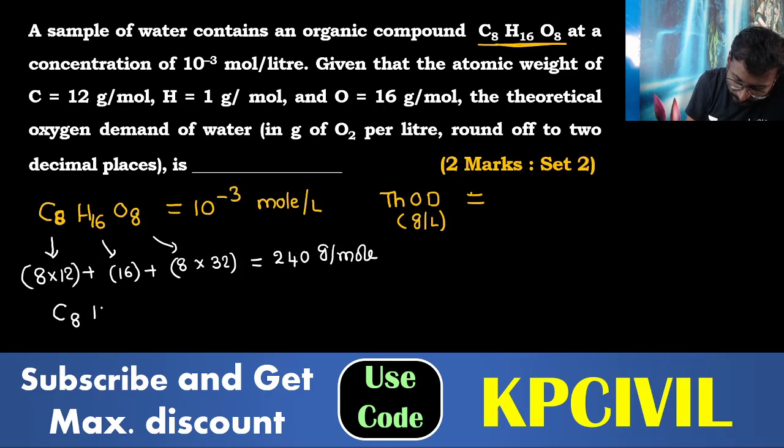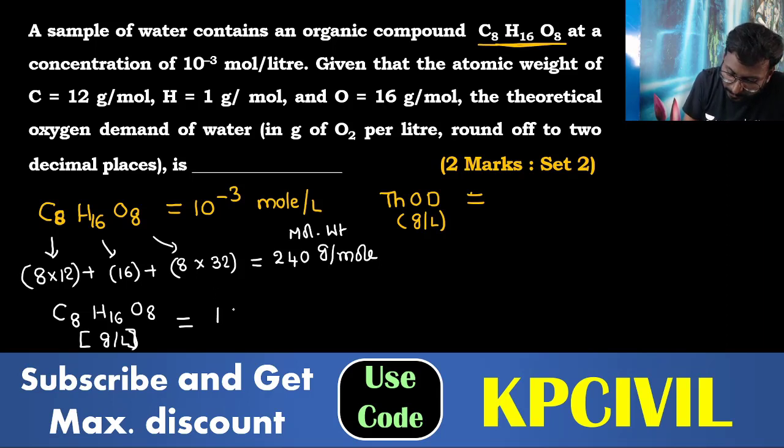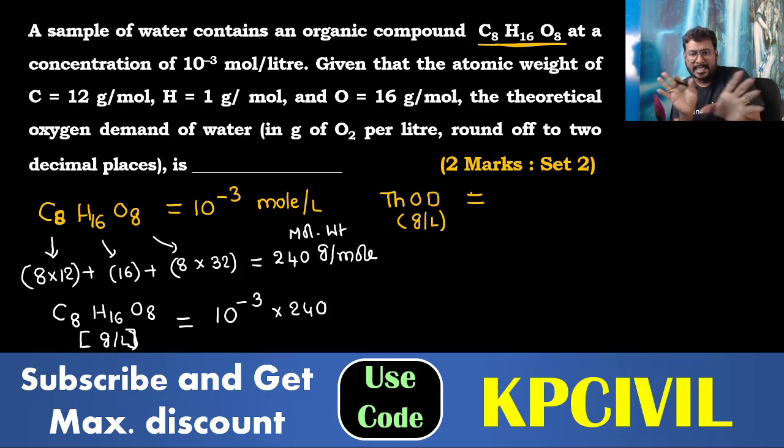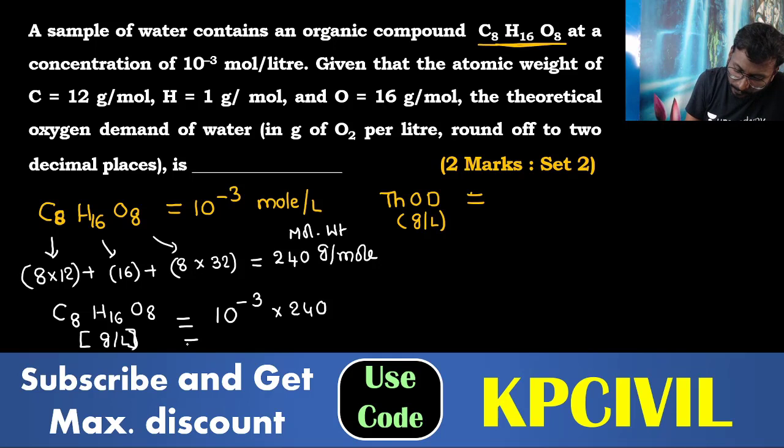Converting C8H16O8 from mole per liter to gram per liter, just multiply with molecular weight. Now 10 power minus 3 into 240. Simple, no? 10 power minus 3 mole per liter into 240 gram per mole. Mole and mole get cancelled. So you are having gram per liter.